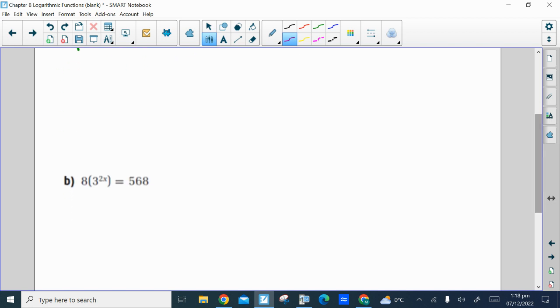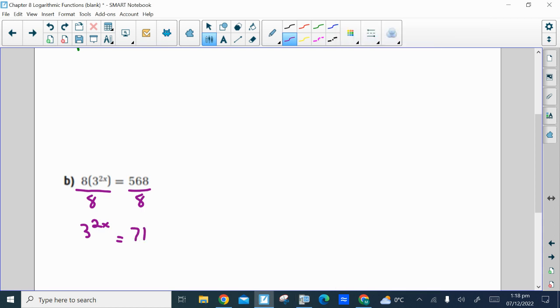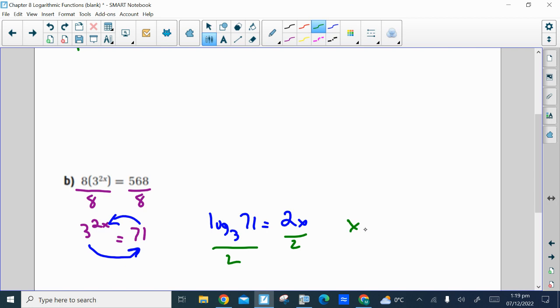Now for b, you'd first want to get the exponential part by itself by starting with division by 8 on both sides. So that gives us a 3 to the 2x by itself on the left. On the right, 568 divided by 8 is 71. And now to solve this, we'll convert from exponential to logarithmic. We'll start with the base and cycle through. It'll be log base 3 of 71 equals 2x.